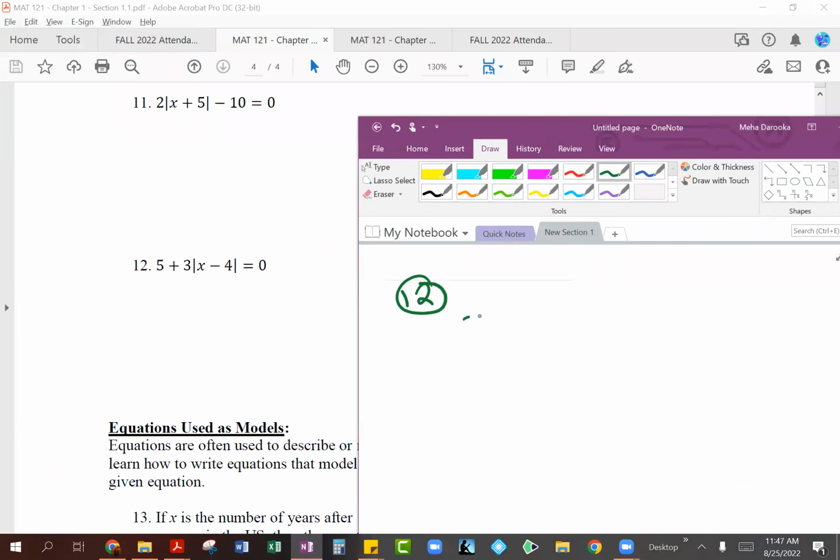Okay, so you have 5 plus 3, and then the absolute value of x minus 4 equal to 0. So again, just as a discussion, where would you start when we want to solve this equation? What would be our first step here?